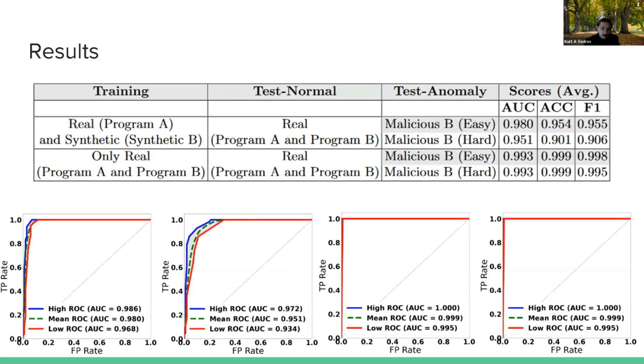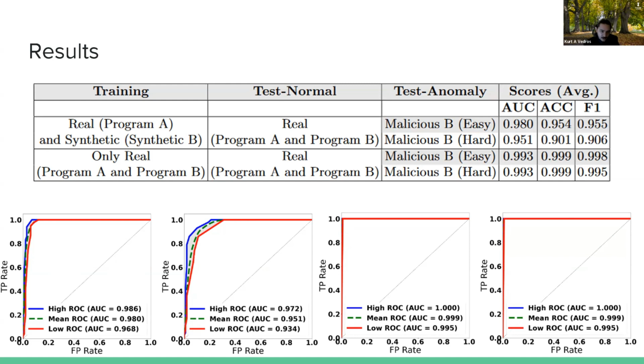We evaluated our approach with 2 experiments. The first experiment utilizes the real electromagnetic signals for program A and the synthetic signals for program B during the fingerprinting phase. And the second experiment used only the real electromagnetic signals for comparison. Additionally, each of these experiments went through 2 rounds of evaluation. One where the malicious signals were drawn from a pool corresponding to the easier case, and one where the malicious signals were drawn from a pool corresponding to the harder case.